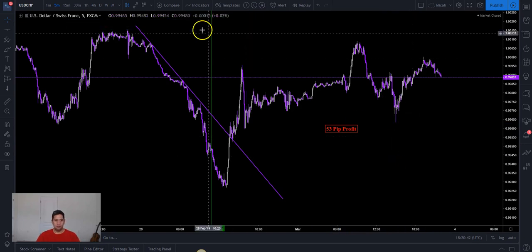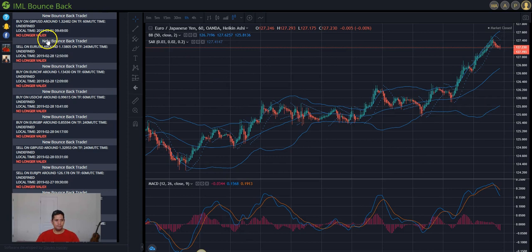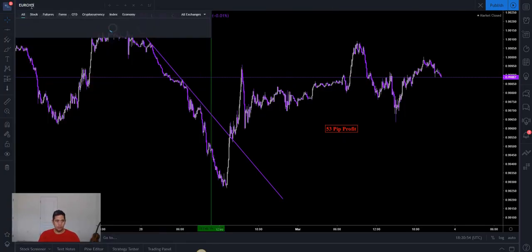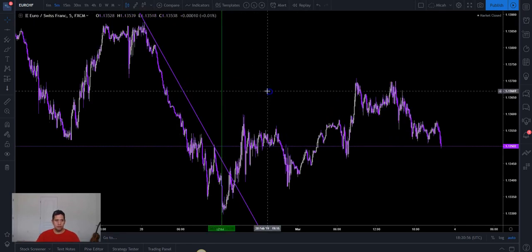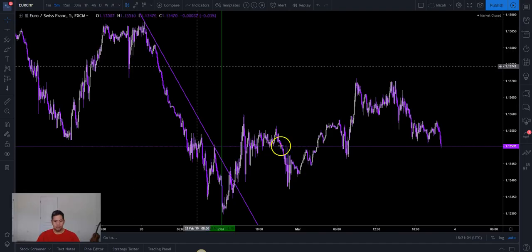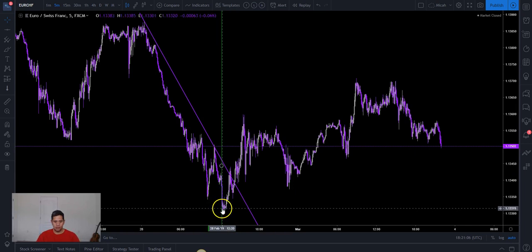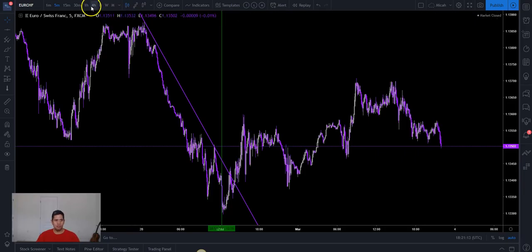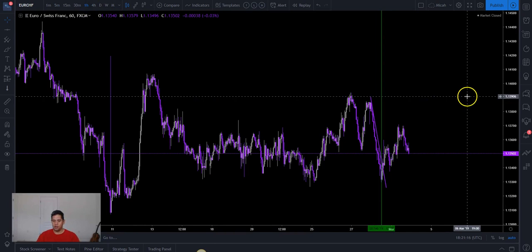Okay, let's go to the next trade. Euro CHF for a buy. And the trade was called 12:09 on the 28th. So you can see 28th, about 12:15 right there. And it was called on the 60-minute time frame. So again, there's your 60-minute chart.